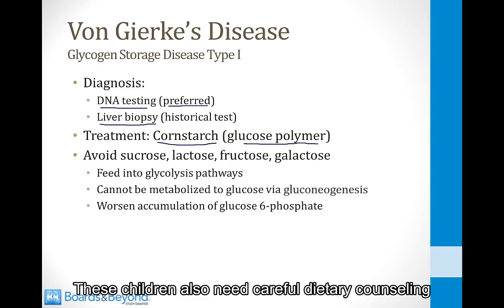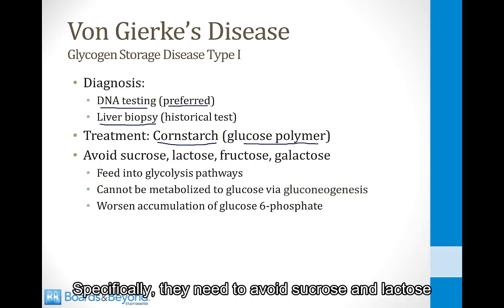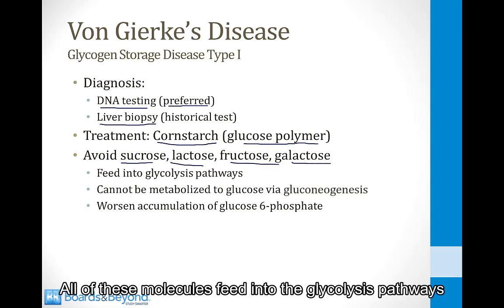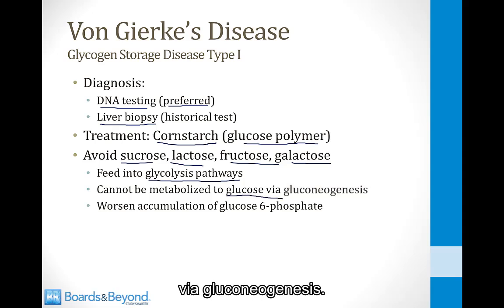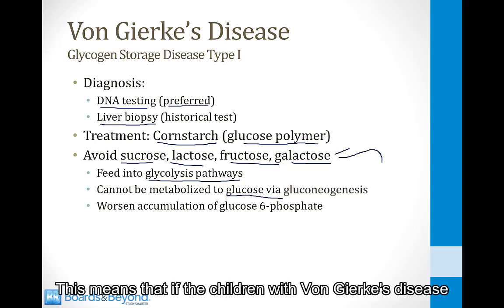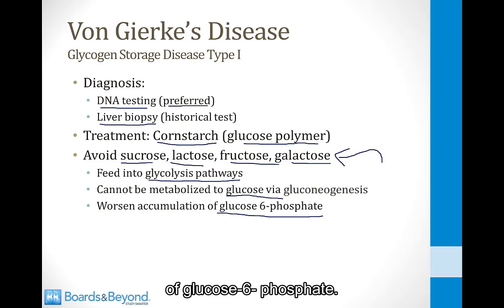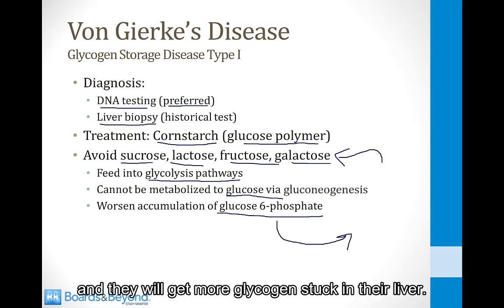These children also need careful dietary counseling because they need to avoid several different substances that can make the condition worse. Specifically, they need to avoid sucrose and lactose and fructose and galactose. All of these molecules feed into the glycolysis pathways, and they cannot be metabolized in the liver to glucose via gluconeogenesis. This means that if the children with von Gierke's disease consume these substances, they will have worsening accumulation of glucose 6-phosphate. This will be driven into glycogen, and they will get more glycogen stuck in their liver.